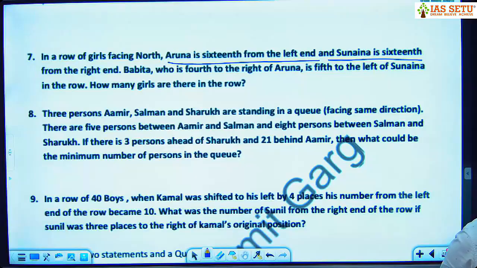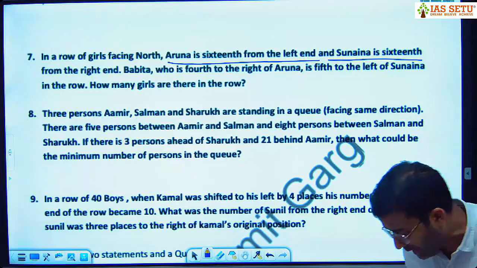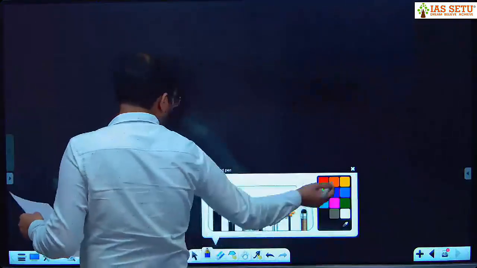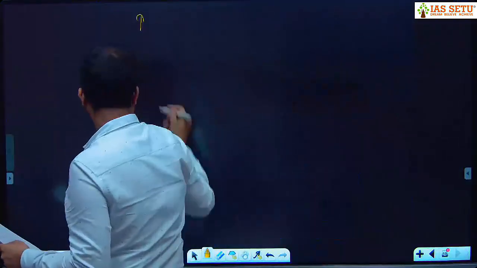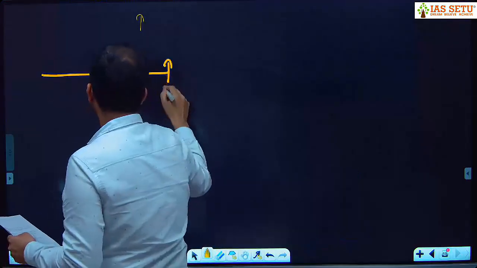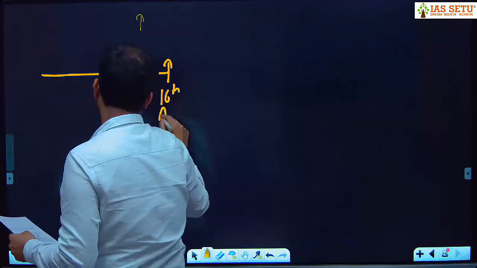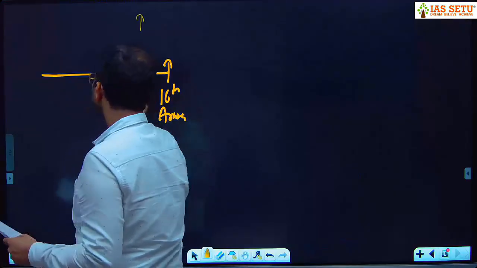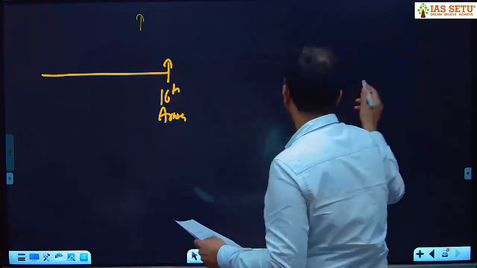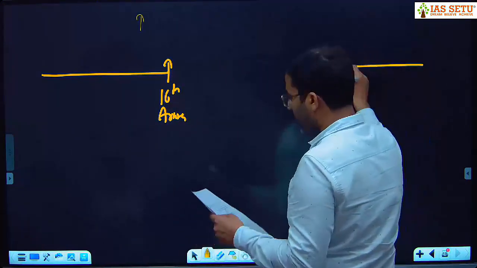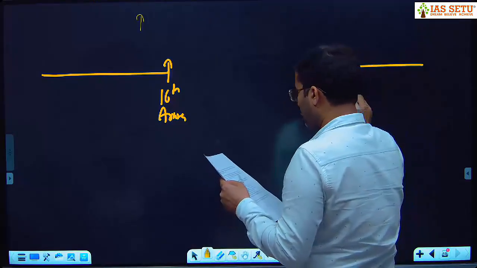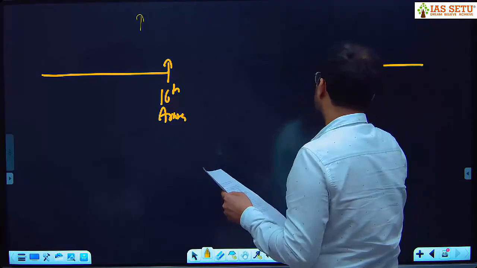Those who are done, what is your answer? 40. I take this question. In a row of girls facing north. So we take this direction is north. So these are facing north. Aruna is 16 from the left. So it means there are 15 girls on the left side of Aruna, including Aruna 16. Sunaina is 16 from the right hand. Here is Sunaina, who is 16 from the right hand.